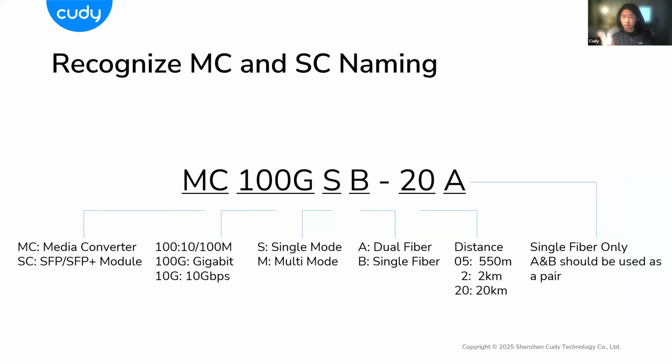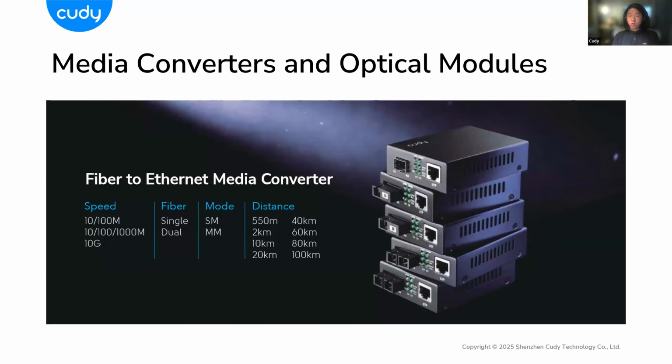And for the single fiber version, there are A and B because it uses bidirectional transmission with different wavelengths of light. So they need to be used in pairs for single fiber media converters. You may not be familiar with these products because they're not very home oriented. So the second one from the top is the single fiber, A side.